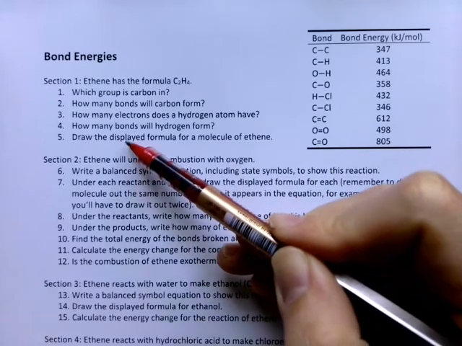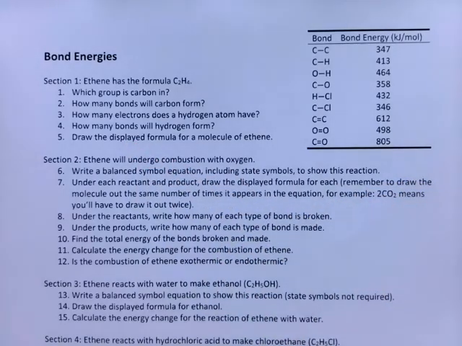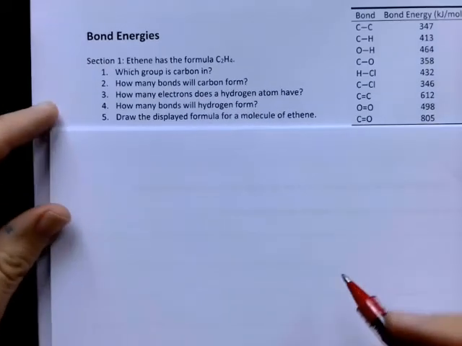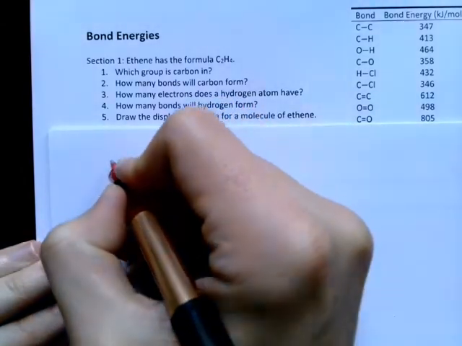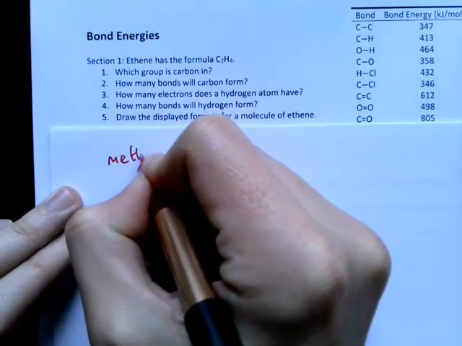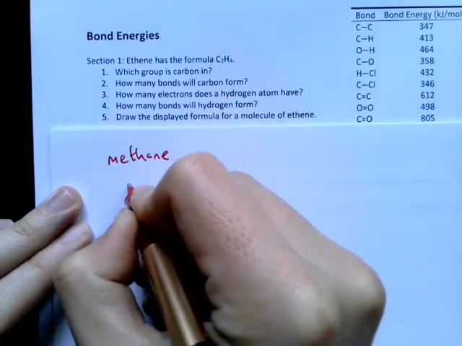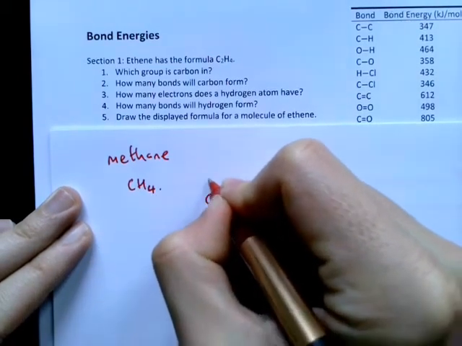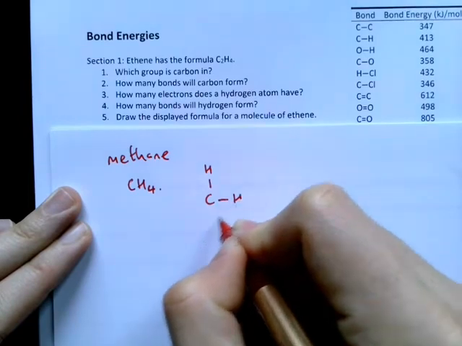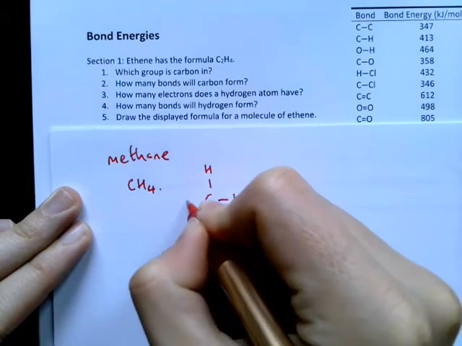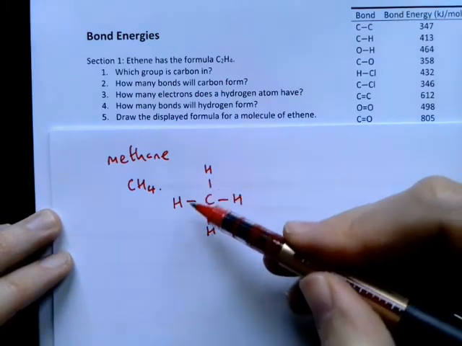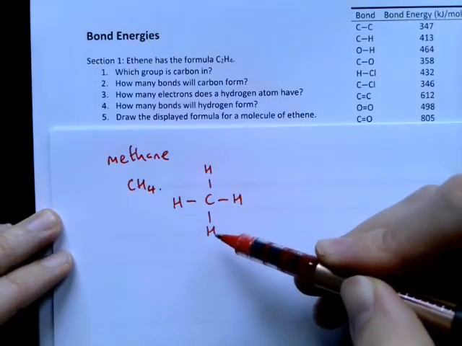Now when I say draw the displayed formula, I'm not going to tell you what the displayed formula for ethene is, but I'll tell you what the displayed formula for methane is. Methane is CH4, and when I talk about a displayed formula, I mean this. And it's important that you can do that because then from this you can see how many of each type of bond there is.